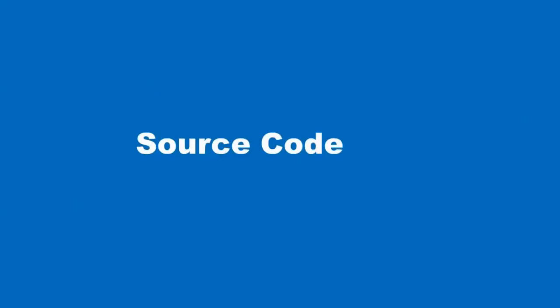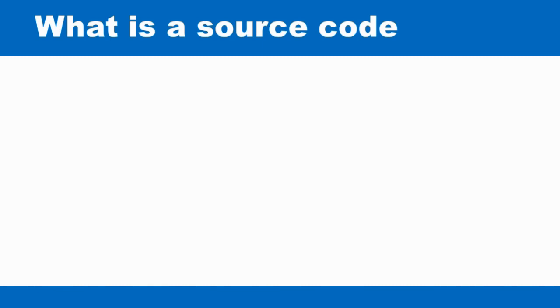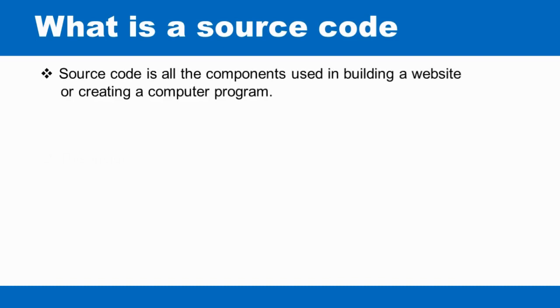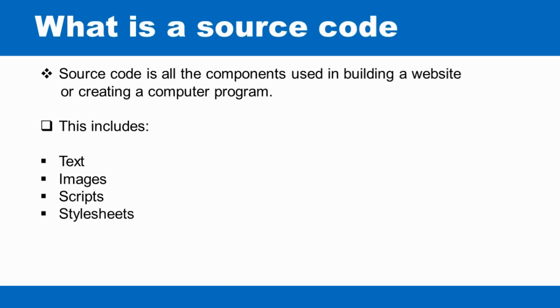Hello and welcome. In this video, I will explain what a source code is, and will also show you how to view a web page source. What is a source code? Source code basically refers to all the components used in building a website or creating a computer program. This includes things like text, images, scripts, style sheets, media files, and so on.